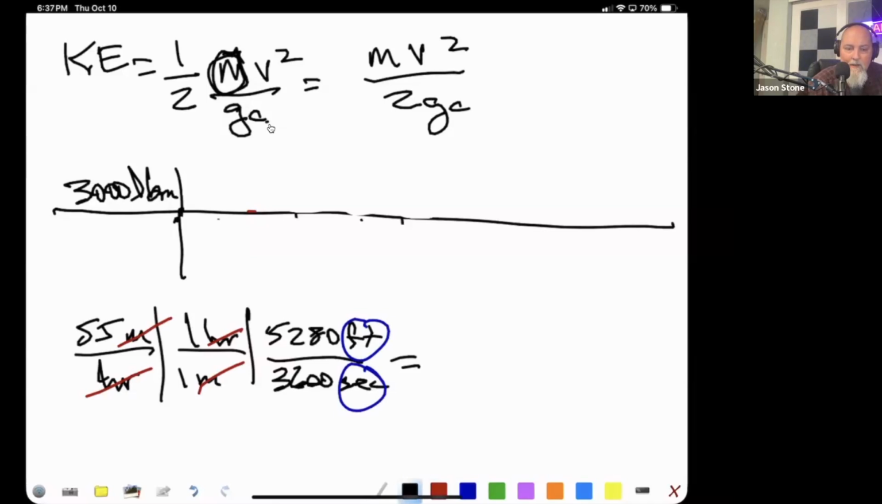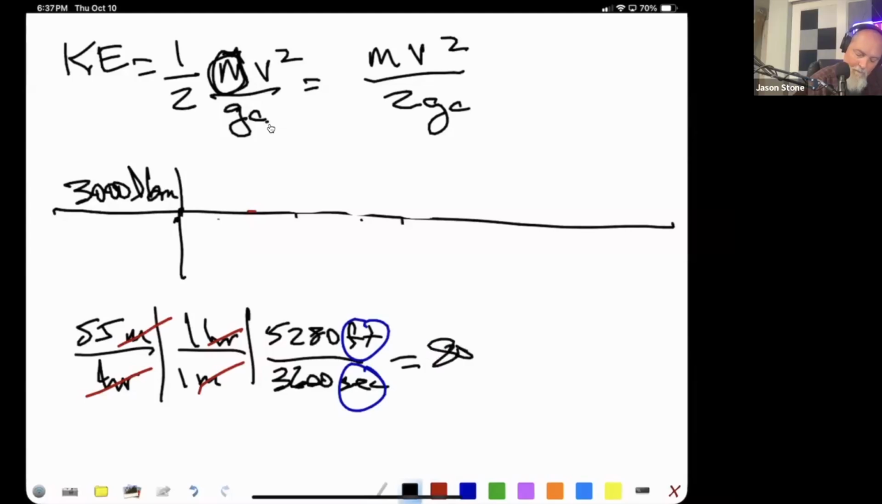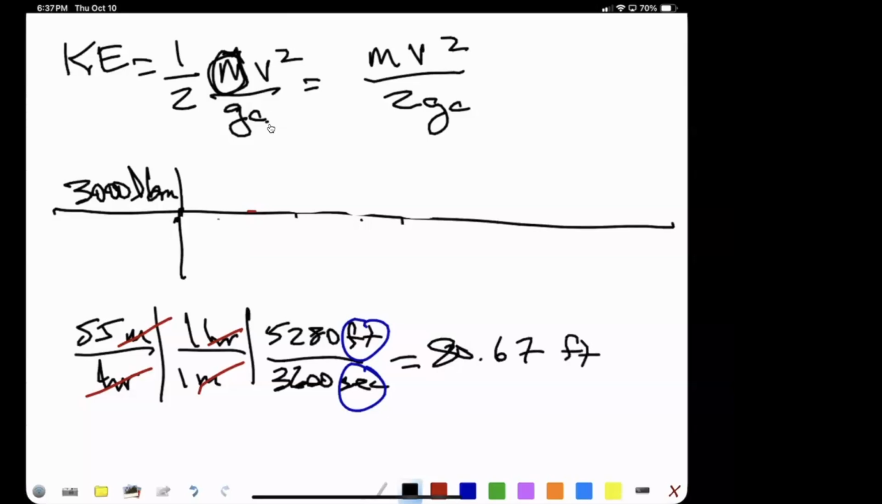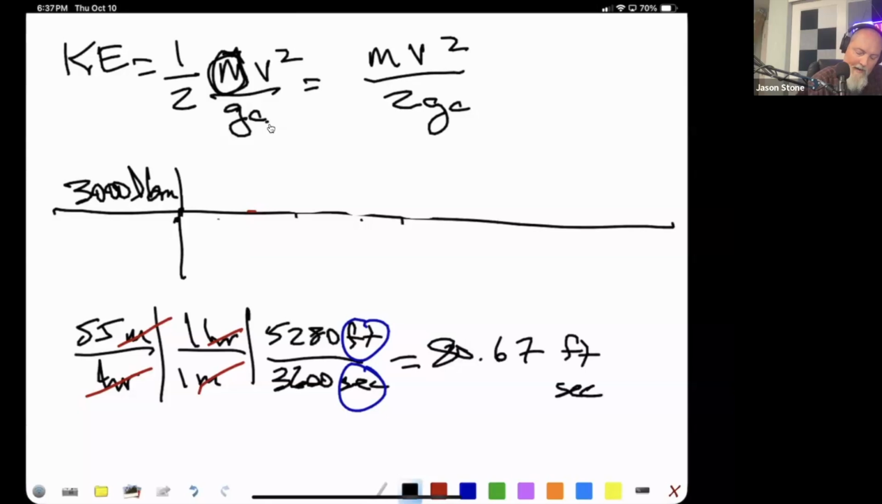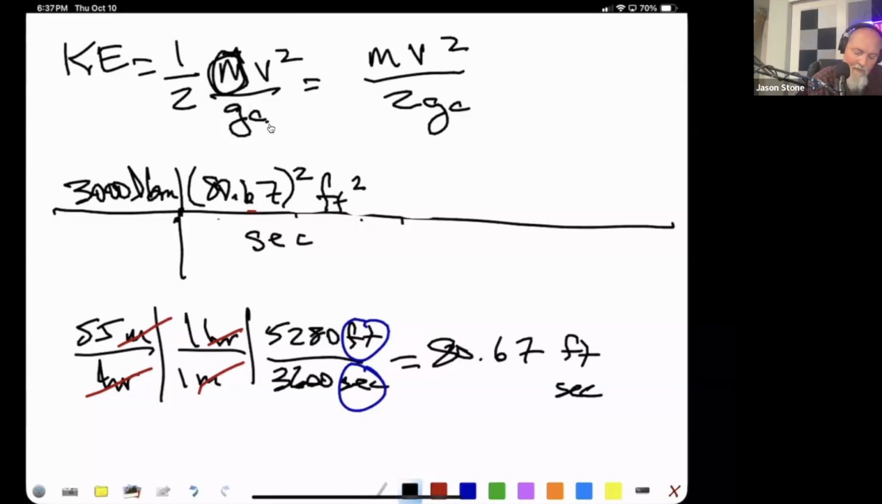So 5,280 times 55 divided by 3,600. Let me get my calculator. It's 80.6 something. Okay, we'll say 80.67 feet per second. So 80.67 is my velocity, but the velocity is squared. So it's 80.67 squared, feet squared over seconds squared.